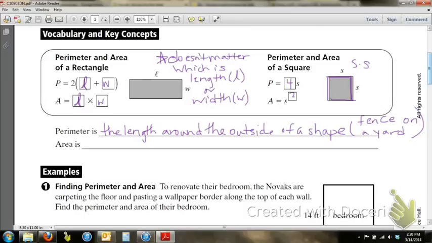And area is the space filling the inside of a shape. So we like to use the example of putting carpet in a room. That would be area. Okay, so that's perimeter and area. Those are the formulas. You're going to need to memorize those formulas. So let's use these formulas to try a problem.